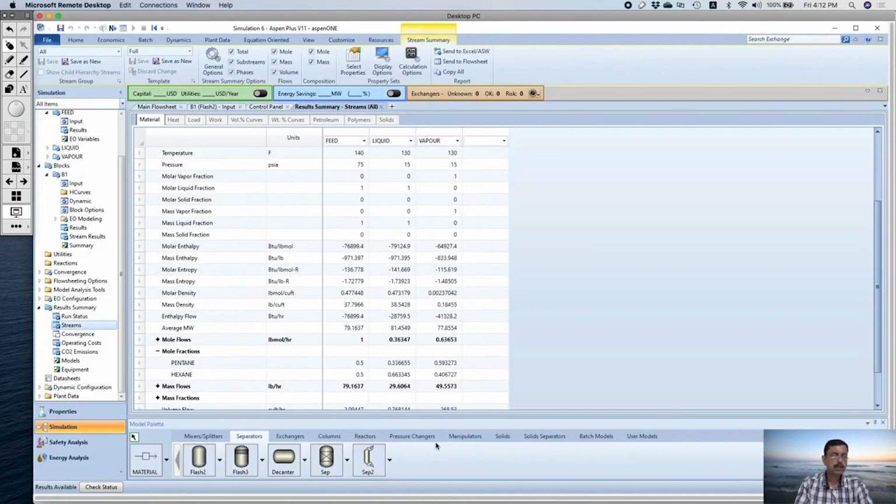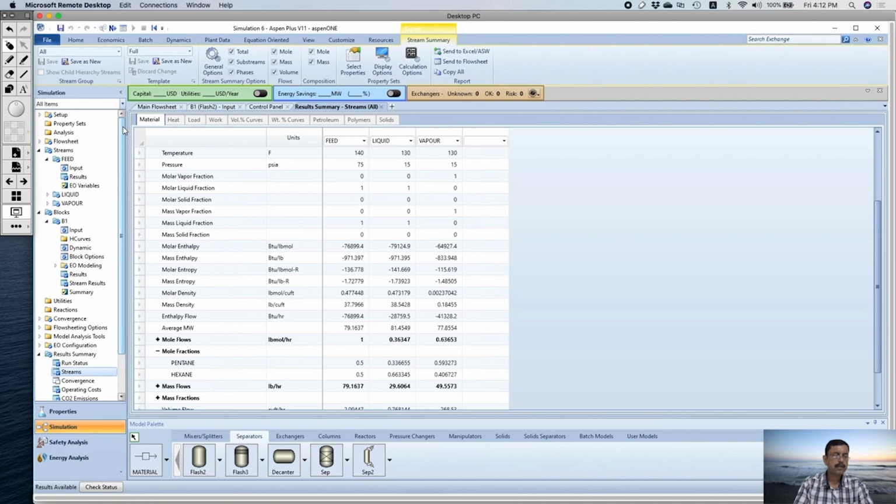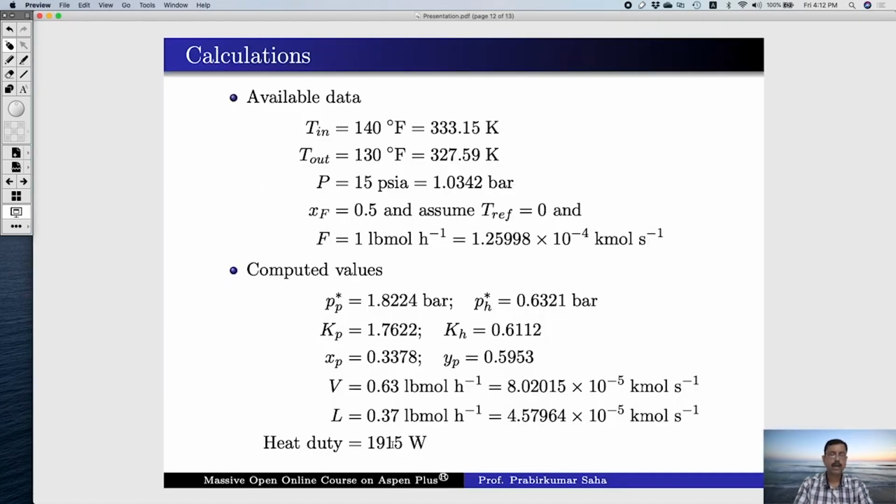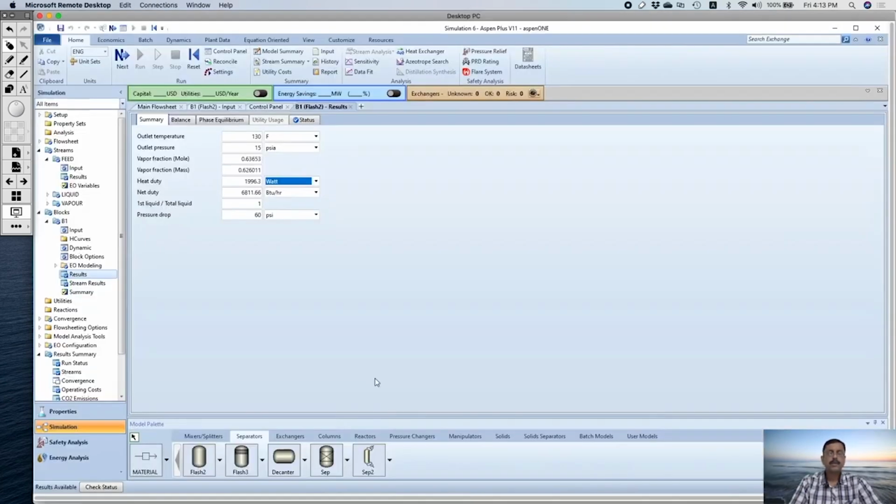So let us go back to the block B1. Here some results are given. Heat duty is 6811 British thermal unit per hour. Now if you want to see it in watt, just go there, watt, it is 1996. Our case it was 1915. So 1.9 kilowatt, so it is also 1.9 kilowatt. Now this much of error is evident because we use Antoine's equation, whereas Aspen Plus has its own set of equation and database which is proprietary in nature. They are very much realistic and they are tested. So that is how we solve it in Aspen Plus, and the results are also matching.